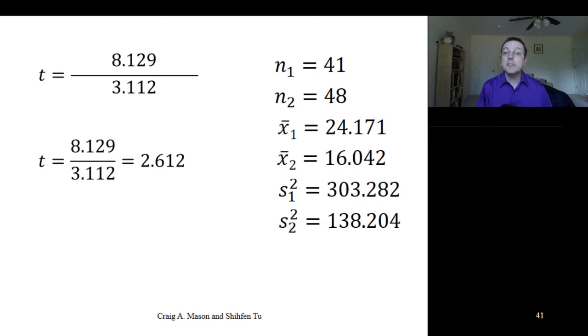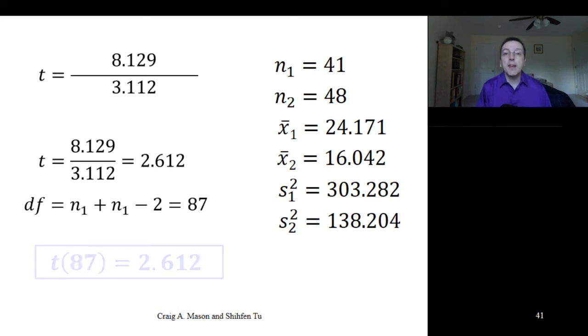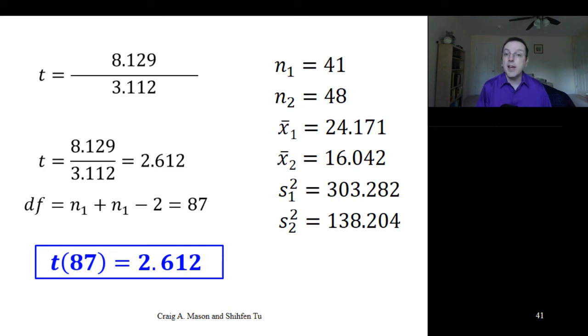Our degrees of freedom is equal to n1 plus n2 minus 2. That solves to 87 degrees of freedom for our t-test. Now, when writing our results, we put these together in the format of t with 87 degrees of freedom is equal to 2.612. Remember to include the degrees of freedom in parentheses like this, or you're not writing the answer correctly. Okay? Let's go on to get our p-value.